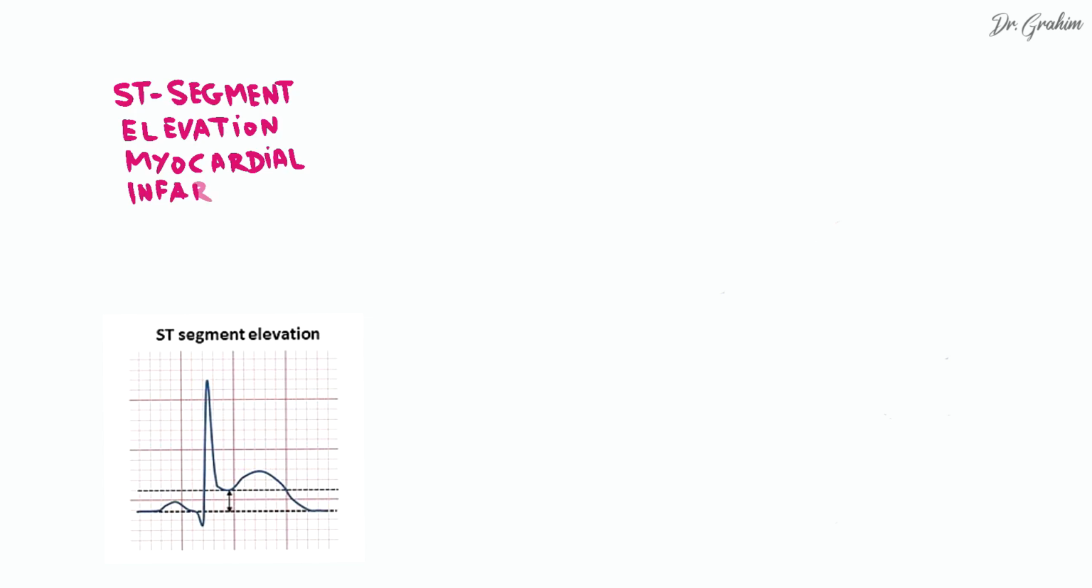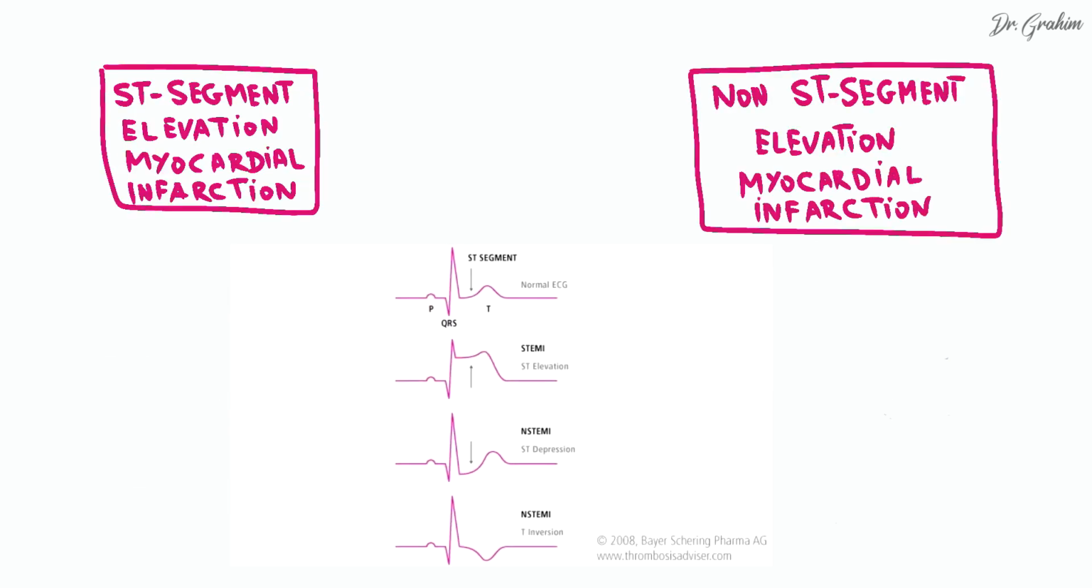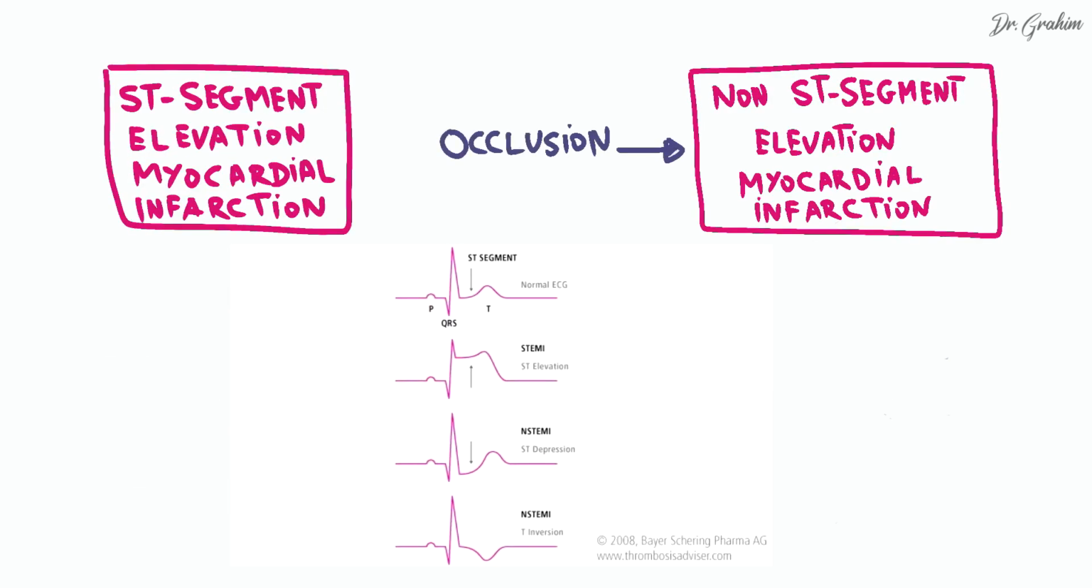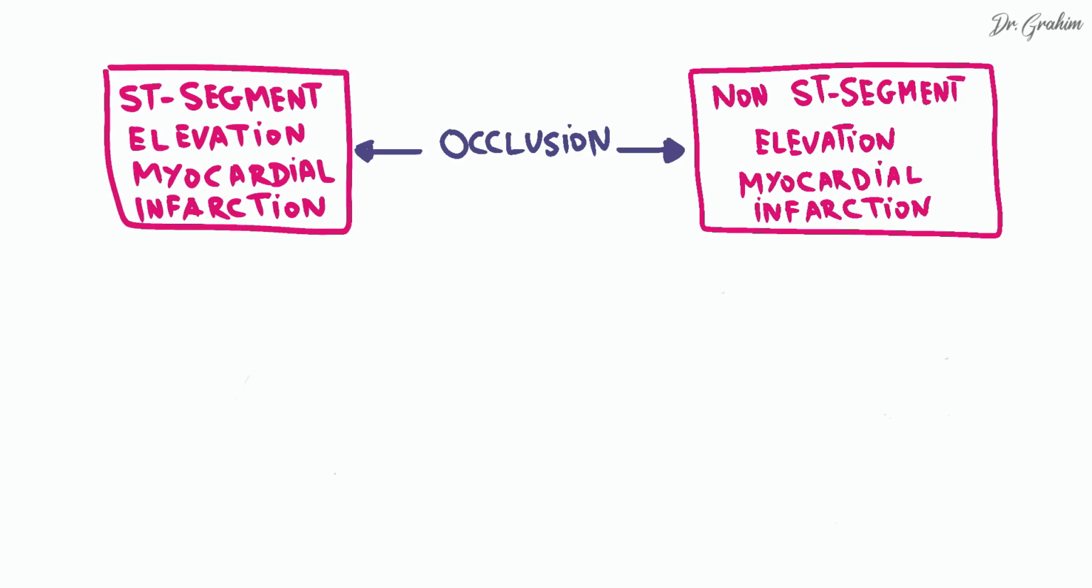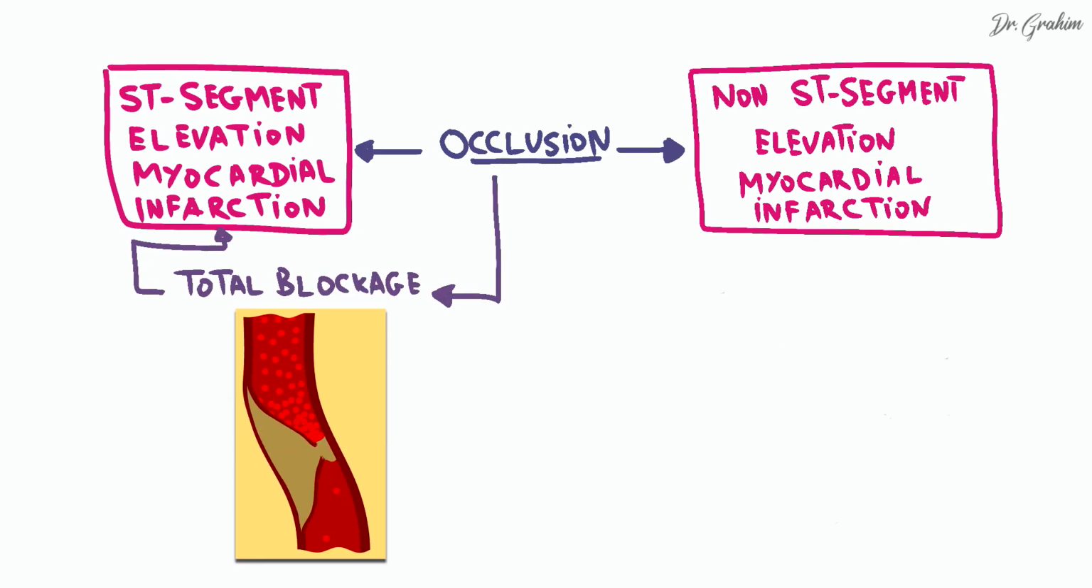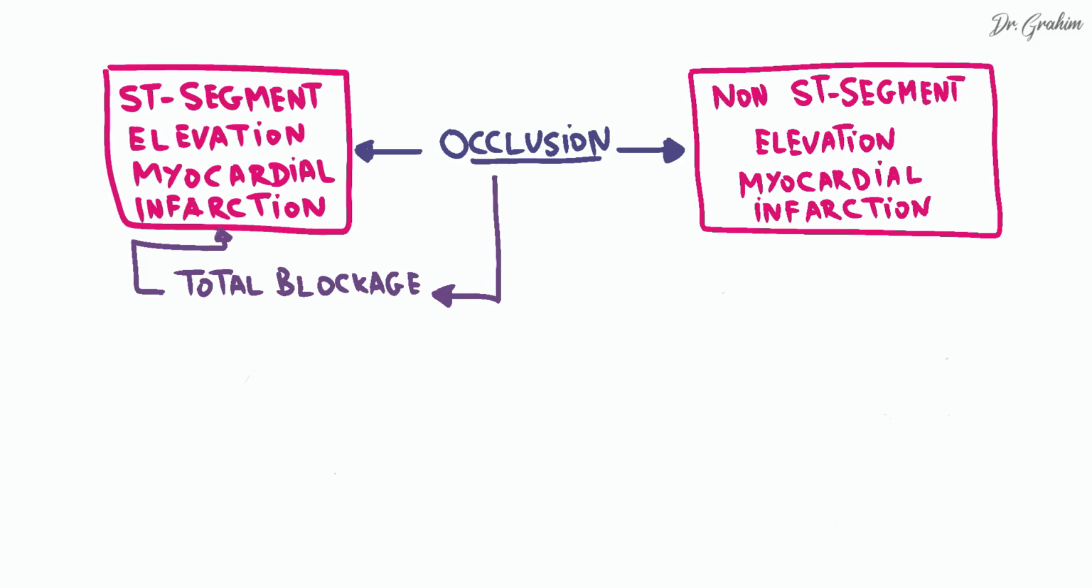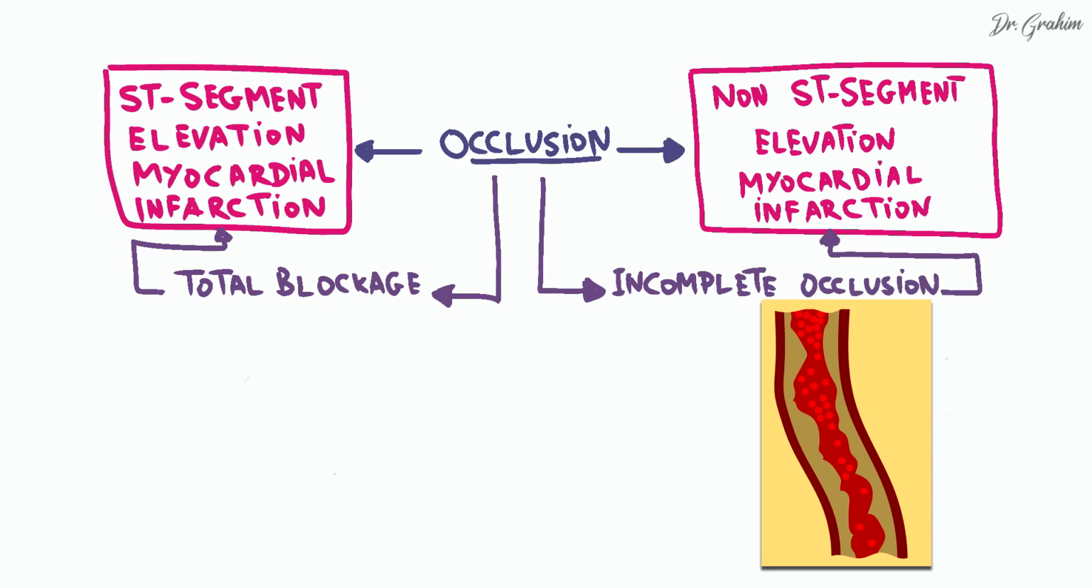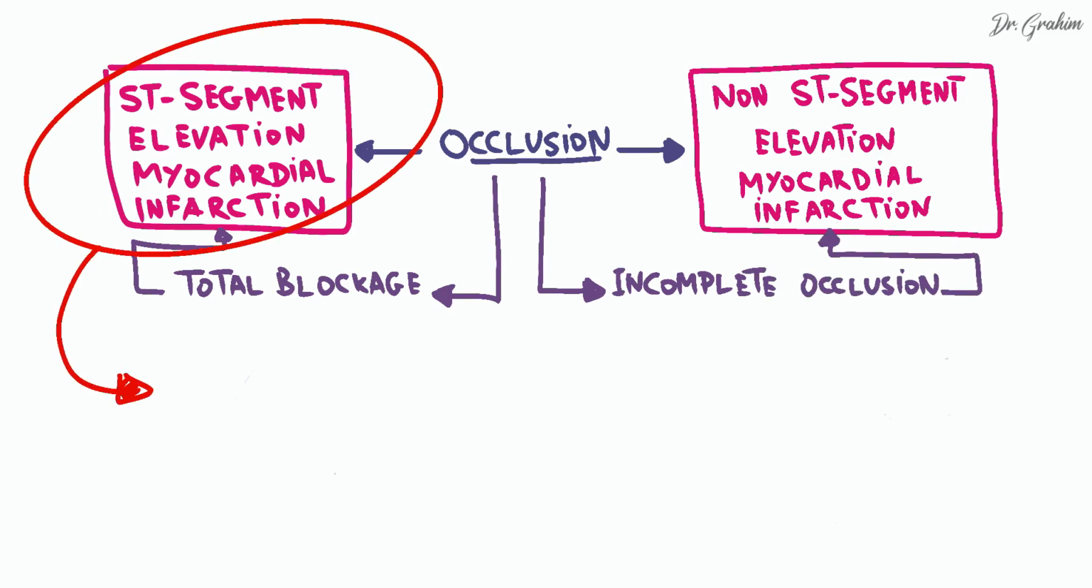ST segment elevation myocardial infarction, or STEMI, and non-STEMI are two forms of occlusions in acute coronary syndrome. A total blockage of the coronary artery suggests a STEMI, which needs immediate coronary revascularization. On the other hand, NSTEMI represents an incomplete occlusion and requires risk classifications. We'll concentrate on ST segment elevation in this video. Non-ST will be discussed separately in another one.